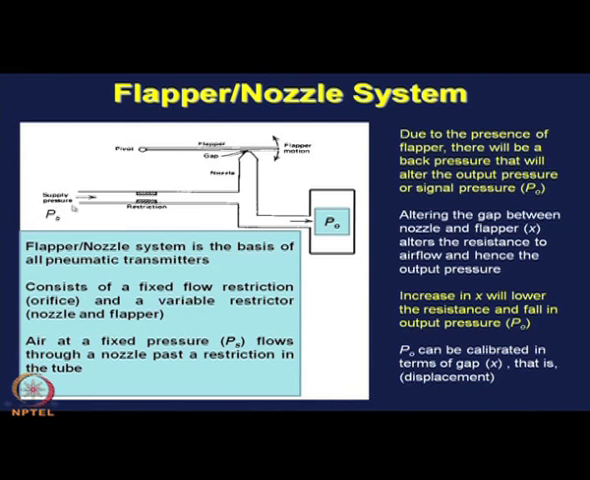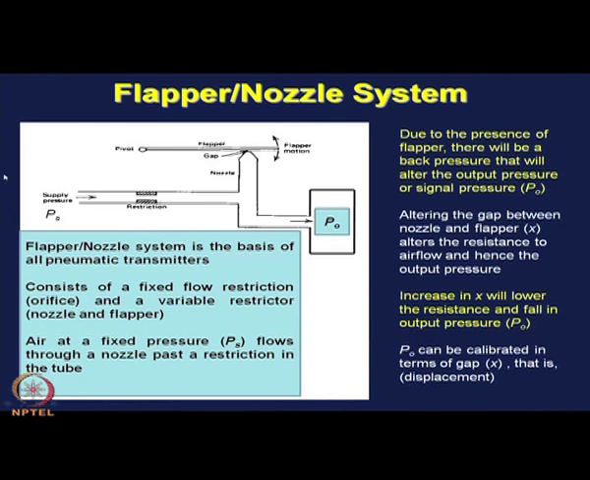Air at a fixed pressure, let us denote that pressure by Ps, flows through a nozzle past a restriction in the tube. So, the air at fixed pressure flows through this restriction and through this nozzle. Now, due to the presence of the flapper, there will be a back pressure that will alter the output pressure P0, also called the signal pressure.